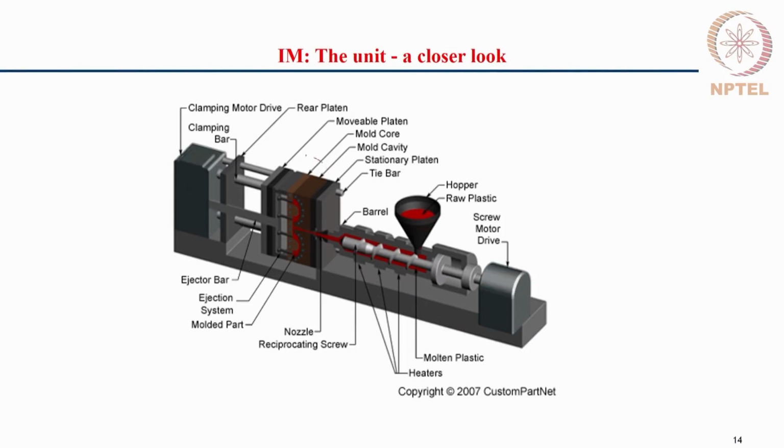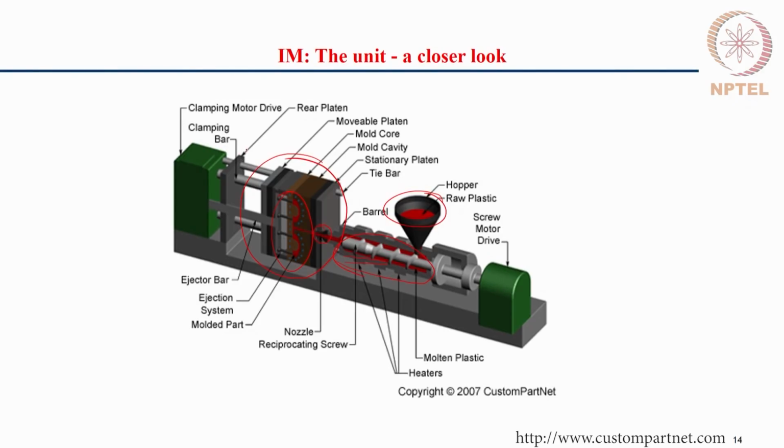So, this picture shows the injection molding unit. This is the mold and this is the injector. We have a nozzle here through which the material is injected. This is a hopper from which the material is fed. So, there are heaters available in the injector which heat the material, and the material flows through this nozzle into the mold cavity.